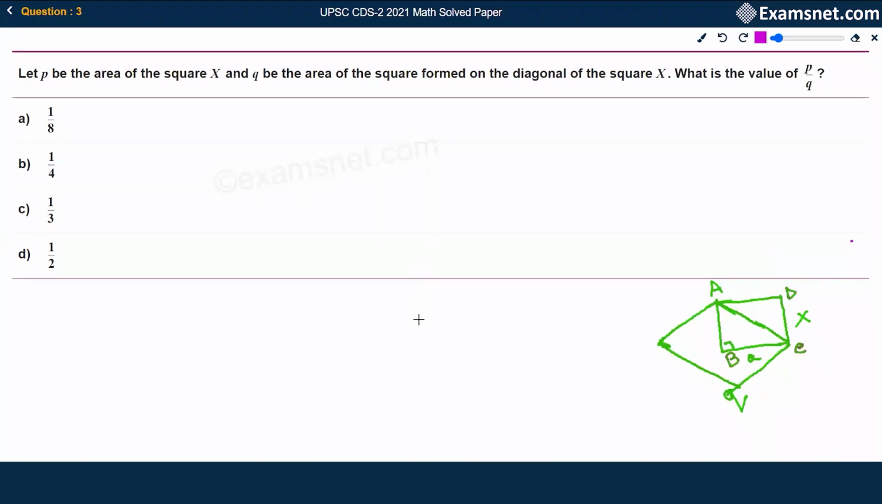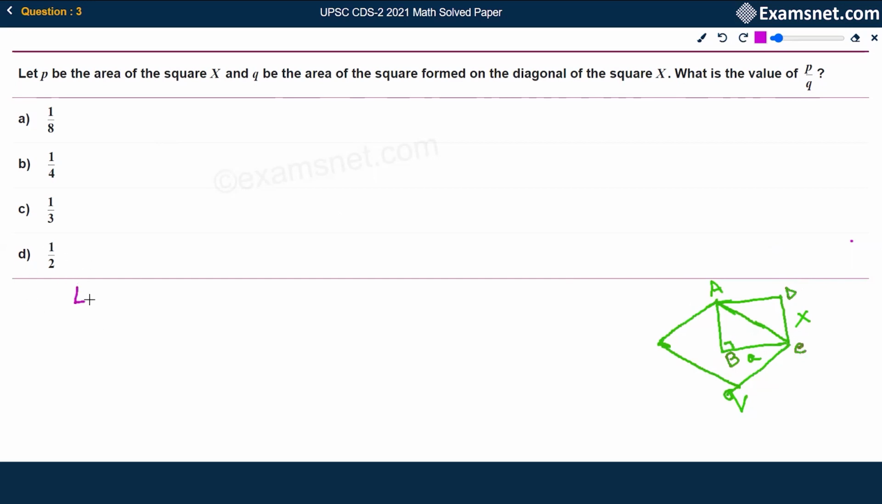In question number 3, it is given that let P be the area of the square X and Q be the area of the square formed on the diagonal of the square X. What is the value of P by Q? So here ABCD is the square of area P. Okay, that is square X.